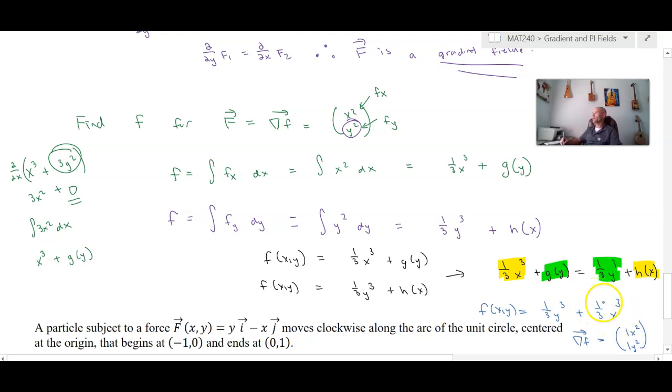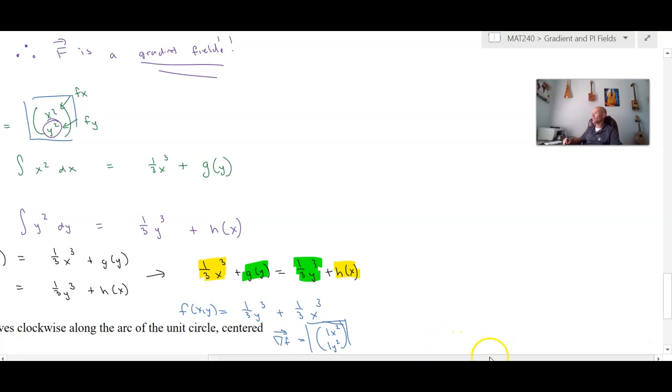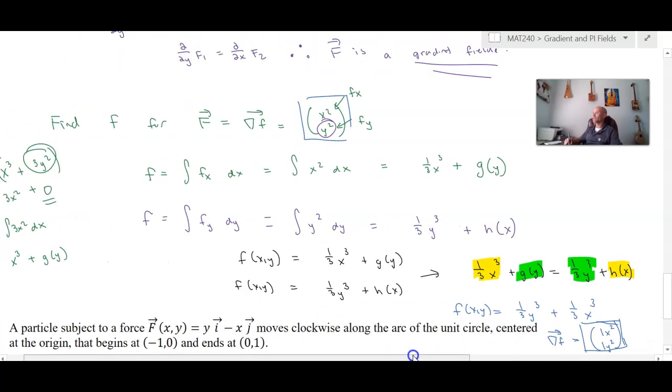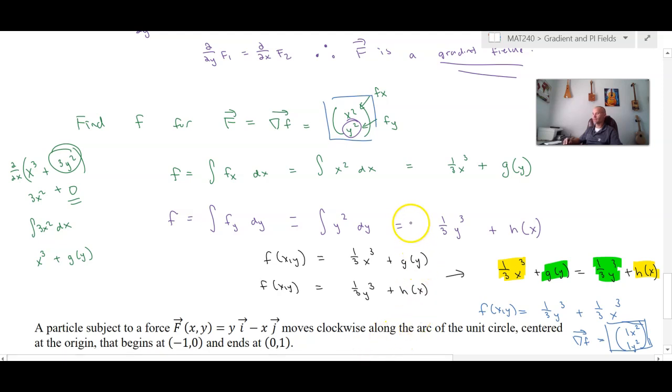And now notice that these two are the same. So we've used integration in kind of a new way to come up with this gradient function. Let's do a problem with this, and then we'll call it a wrap on this lesson.